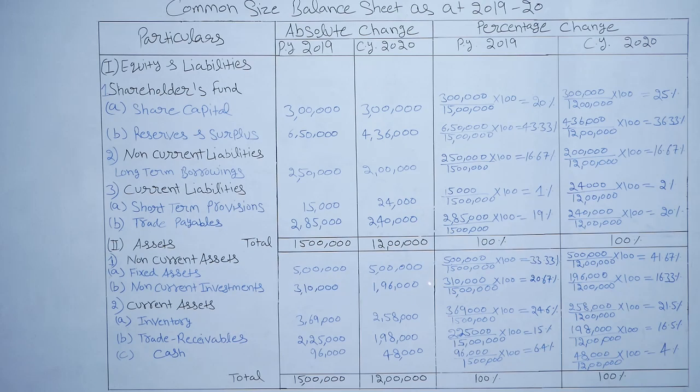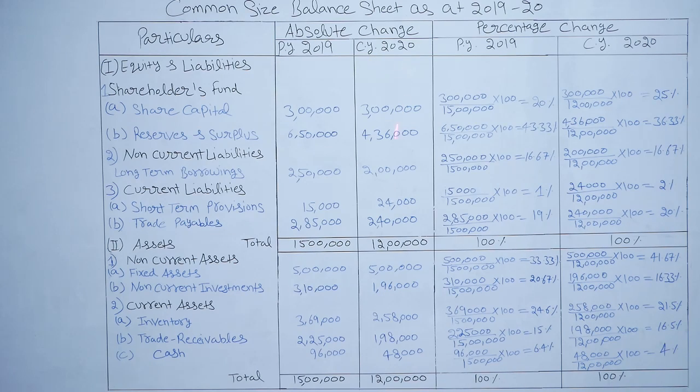Next is B. Non-current investments, 3,10,000 for previous year, 1,96,000 for current year. We are calculating percentage change for previous year. So 3,10,000 non-current investment for previous year. Divide total of assets of previous year, rupees 15 lakh, into 100 is equal to 20.67%. For current year, non-current investment is 1,96,000. Divide total of current year assets, 12 lakh, into 100 is equal to 16.33%.